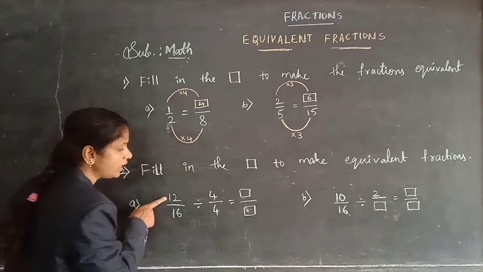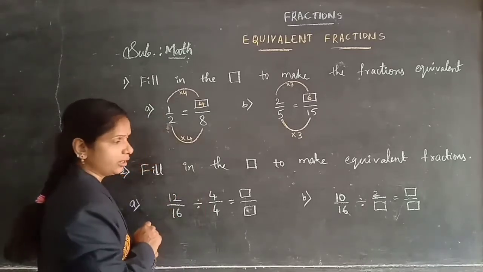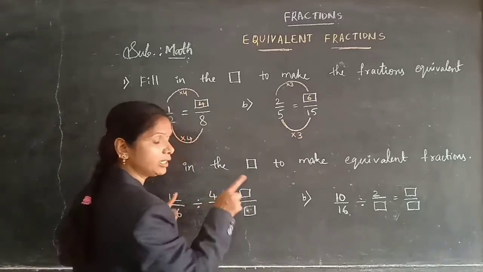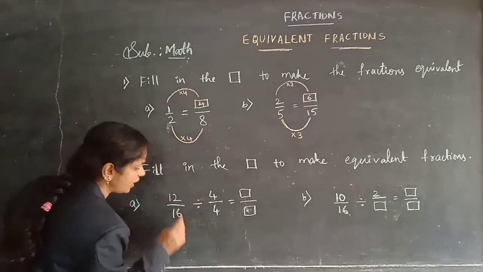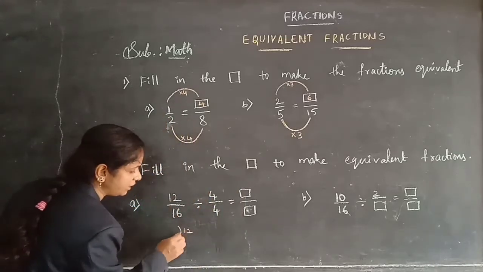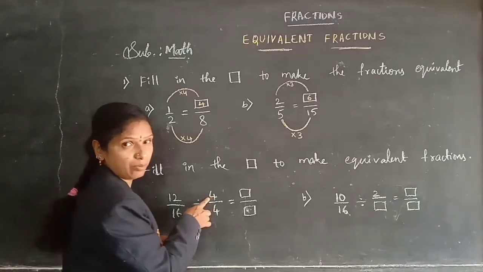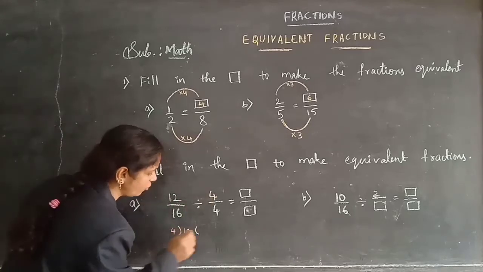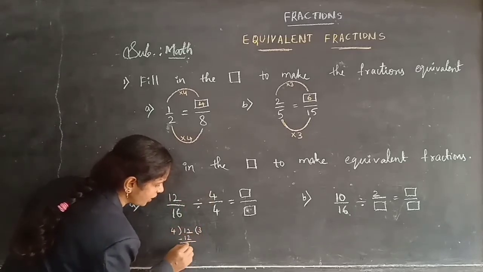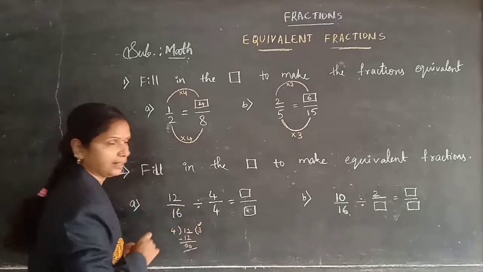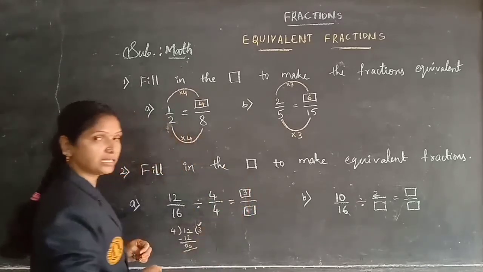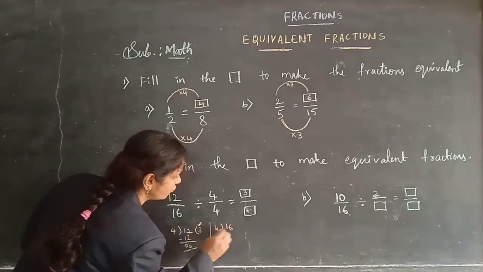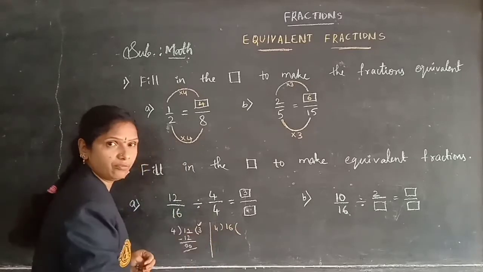Check children here. 12 you divide by 4. You know everyone divisions, yes? 12 divided by 4. The numerator only you need to divide here. 12 I am taking in the dividend place, and 4 is the divisor. So when you are dividing this 12 by 4, 4 3s are 12. So we are getting the answer 3. So here we can write 3 as the answer. And coming to here, 16 divided by 4.